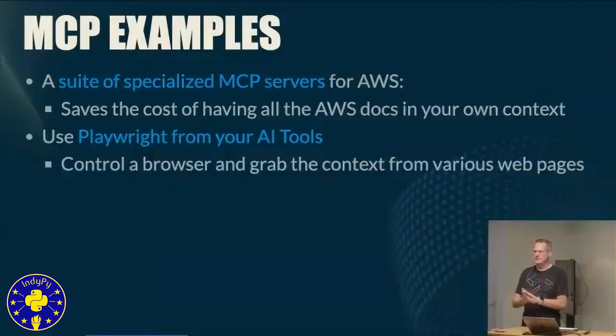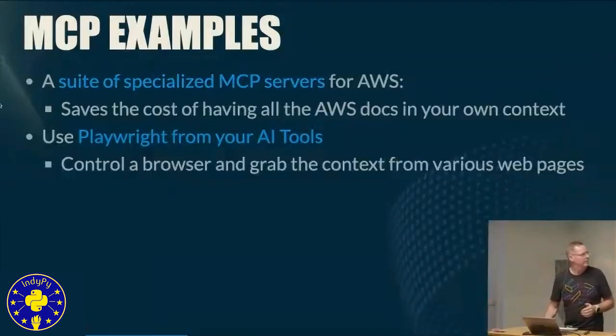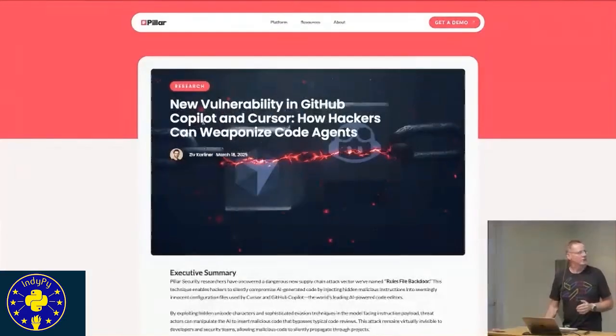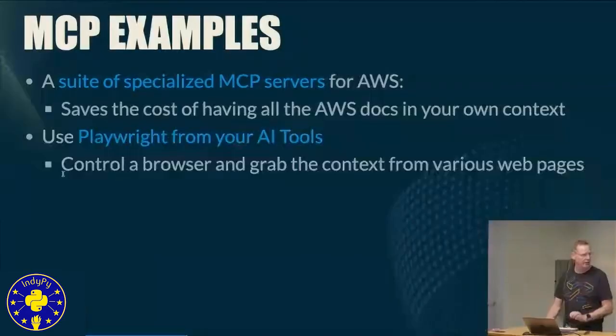There was something released today, a security report about, I think I actually put it on my, right here. New vulnerability in GitHub Copilot and Cursor. They are weaponizing the Cursor hints file and the Copilot hints file by putting in non-printing characters that the LLMs will interpret and do bad stuff. So again, be careful. There are crazy people doing crazy stuff out there.